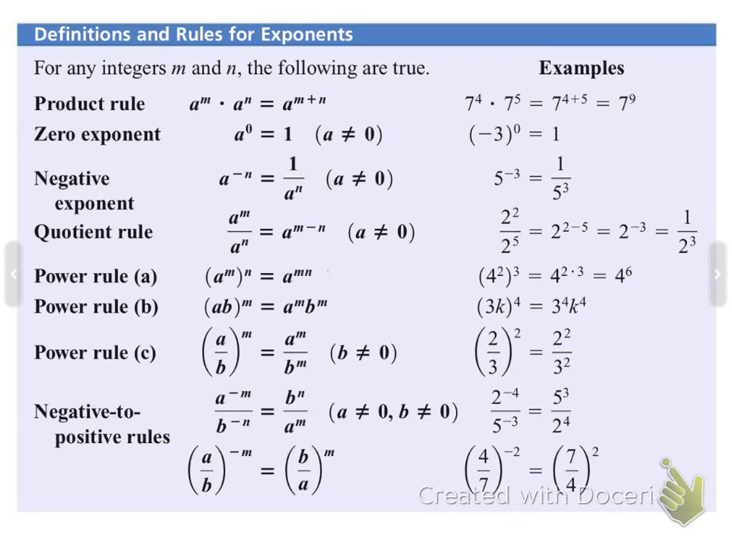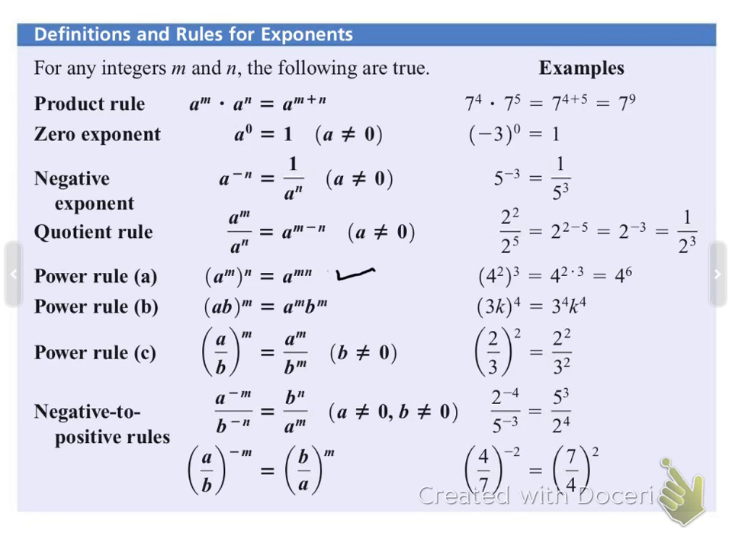The negative exponent rule, if you have a negative exponent, cross the fraction bar and it'll be positive. Quotient rule, if you're dividing like bases, subtract the exponents. And now this looks like one we're going to use, the power rule. If you're raising a power to a power, you multiply the exponents.